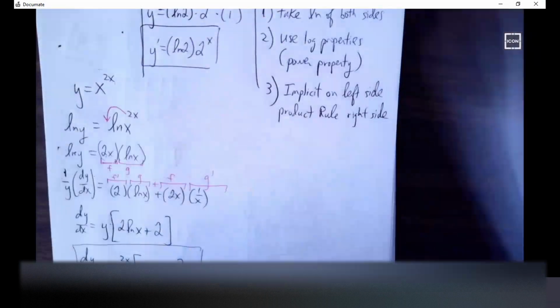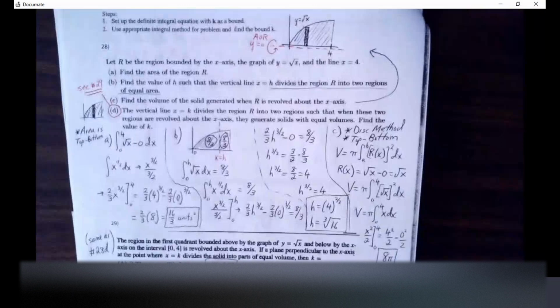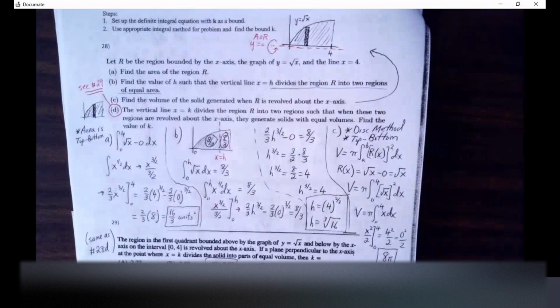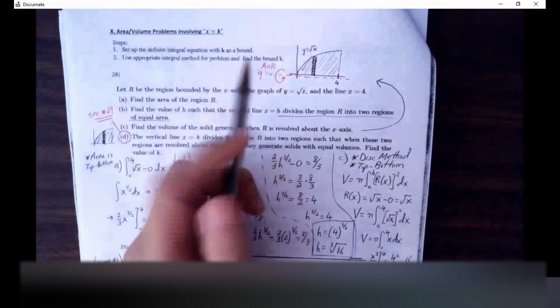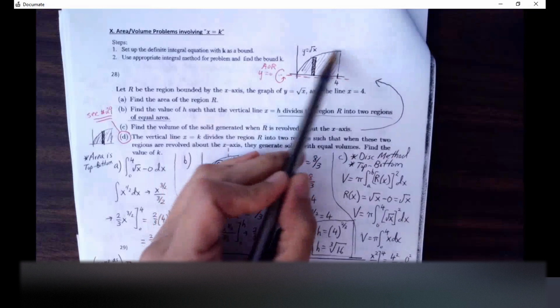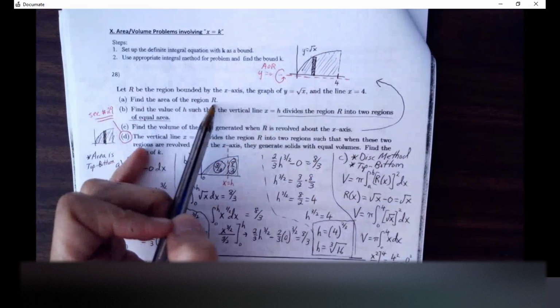Okay, so maybe I'll just go through and explain this concept. It's not too bad, I guess, but it is a little bit tedious. It's a good chance to review area and volume as well. So let's say we have y equals square root of x. Find the area of the region.